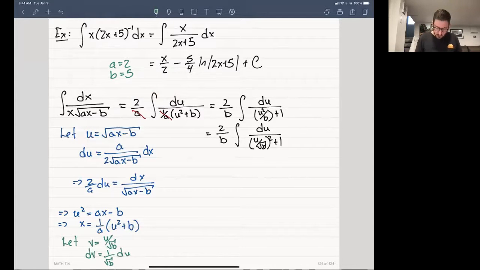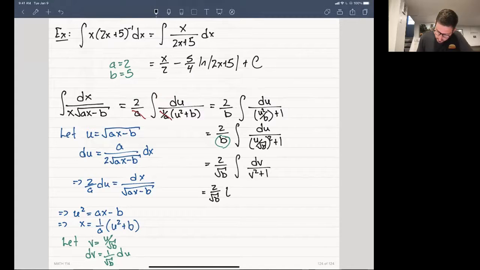And so if I take 1 square root of b out of this term right here, that will leave me with a 2 over root b sitting out front. And now I have the integral of v squared plus 1 over v squared plus 1, which we should remember this one is arctangent. It's tan inverse. So this gives me 2 over root b tan inverse of v plus c.